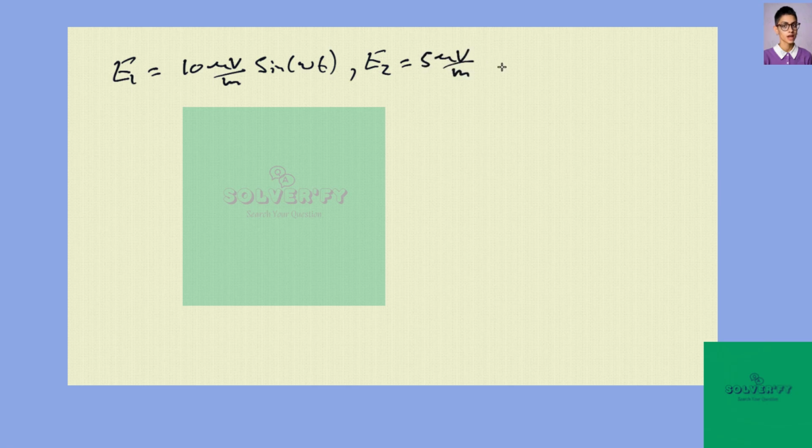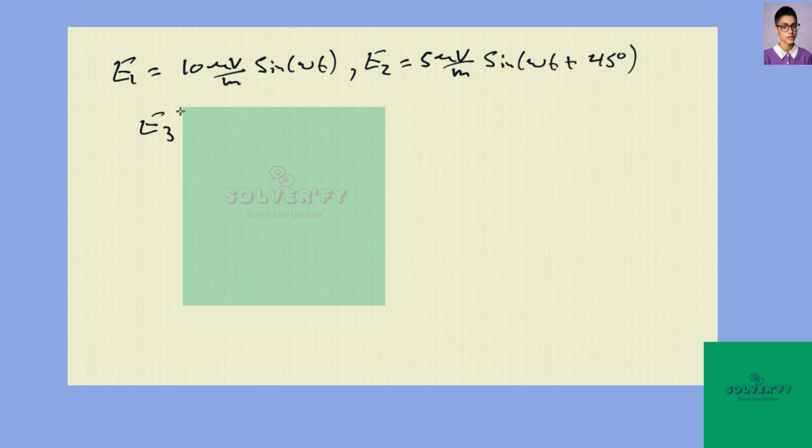In this problem, we have three electromagnetic waves that are converging at a point, and the equations of the electric fields at that point are given as follows. The first electric field follows the equation of 10 microvolts per meter times sine of omega t. The second electric field has the equation of 5 microvolts per meter times sine of omega t plus a phase of 45 degrees.